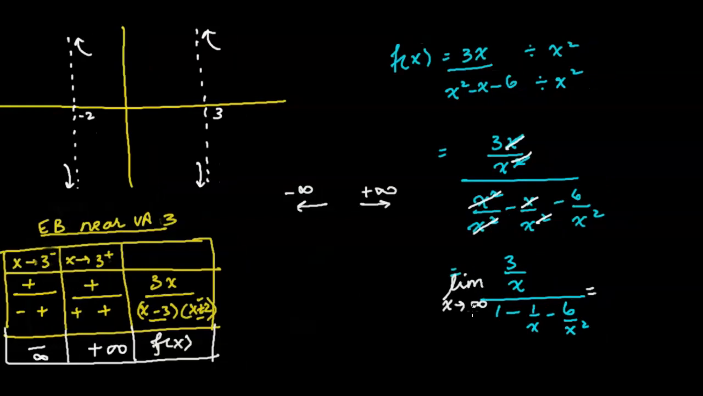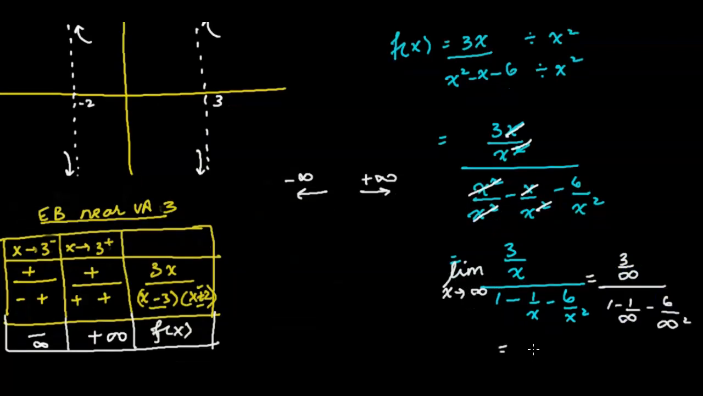When we have to find limits, we have to do substitution. So we would substitute infinity in place of x. For completing the calculation, we always have to remember anything divided by infinity is always a 0. So 3 divided by infinity is 0. We have 1 minus 1 divided by infinity, which is 0. Minus 6 divided by infinity squared is also a 0.